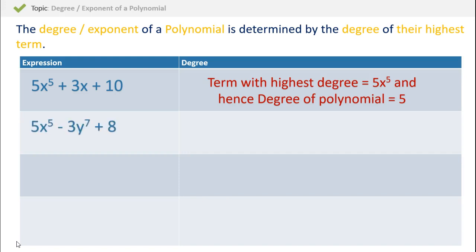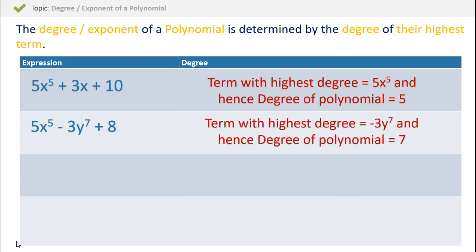I have another example, 5x to the power 5 minus 3y to the power 7 plus 8. This is an example with three terms. It is using two different variables, x and y together, and they are raised to different powers. X is raised to 5 and y is raised to 7. Which term has a variable with the highest power? It's minus 3y to the power 7, and hence the degree of the polynomial will be 7.